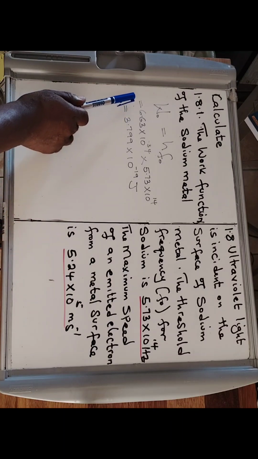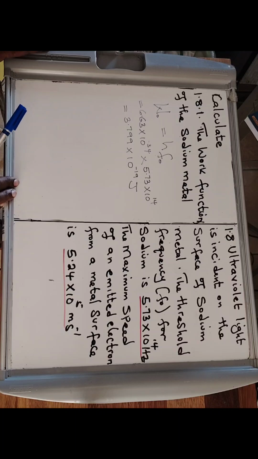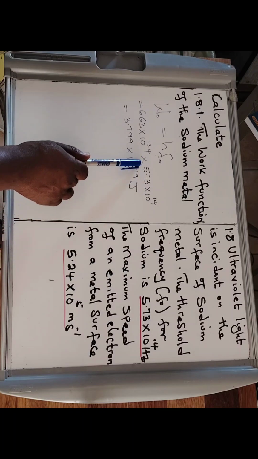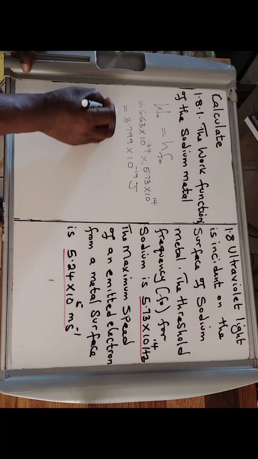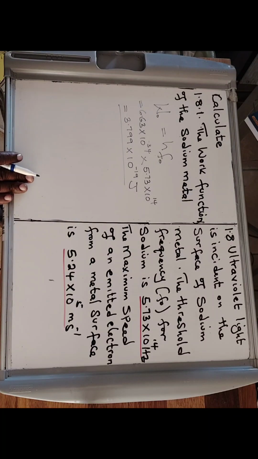Remember, Planck's constant is 6.63 times 10 power minus 34, and this is what was given as the threshold frequency. So after substitution, you get your answer as 3.799 times 10 power minus 19 joules. Remember, like I told you, work function is energy. Okay, now let us go to the next.